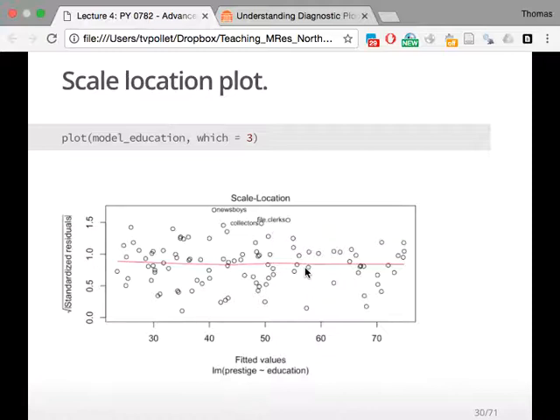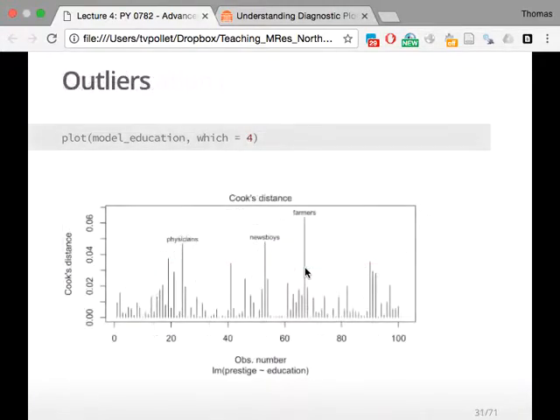Everybody understands? You can read more about what it's doing, but this is mostly how you interpret the plot. You don't want any funnels in this plot. You want things to be symmetrical across this fitted line. Otherwise you're over- or underestimating the errors. There are ways to correct for that, and I'll come to that later.